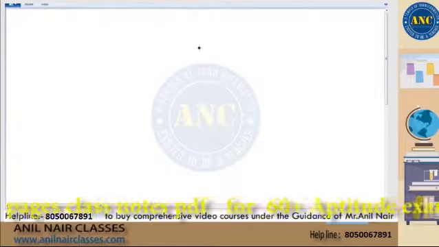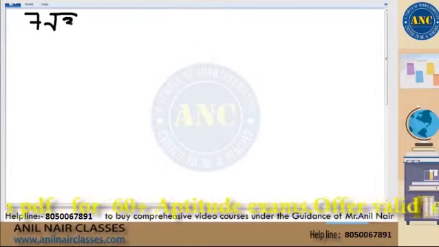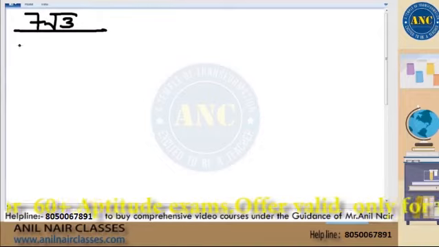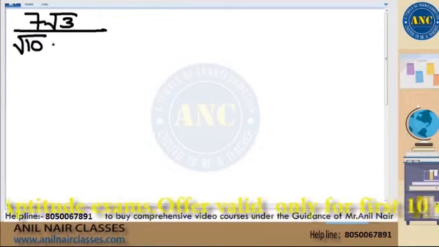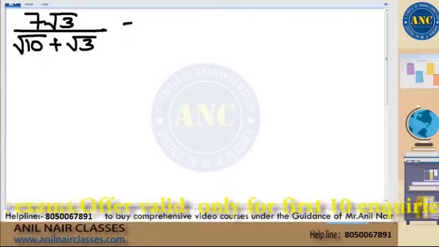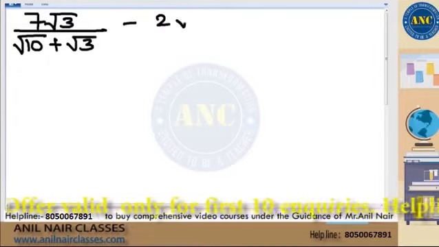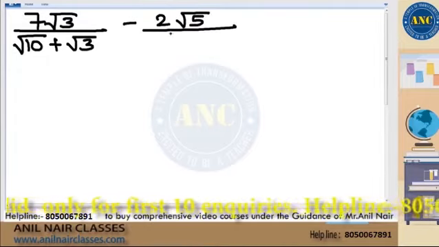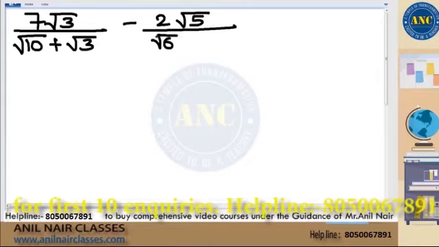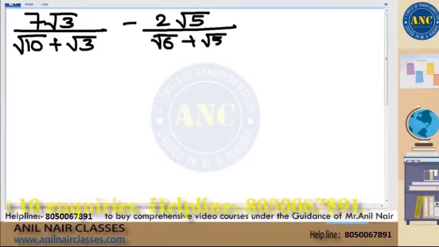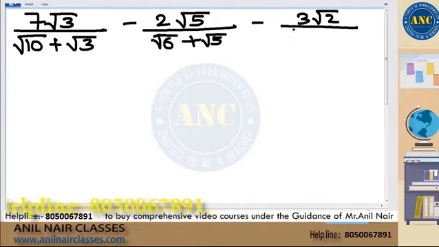Next question. Again, a very good question. Your question is: simplify 7 root 3 divided by root 10 plus root 3, plus 2 root 5 divided by root 6 plus root 5, minus 3 root 2 divided by root 15 plus 3 root 2. These are the kind of questions which came in the examination. We are writing those kind of questions itself.